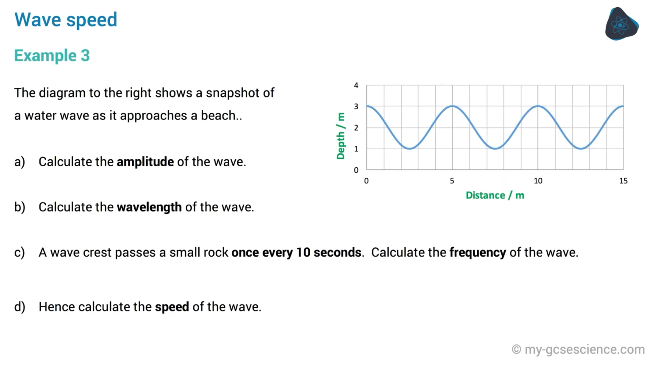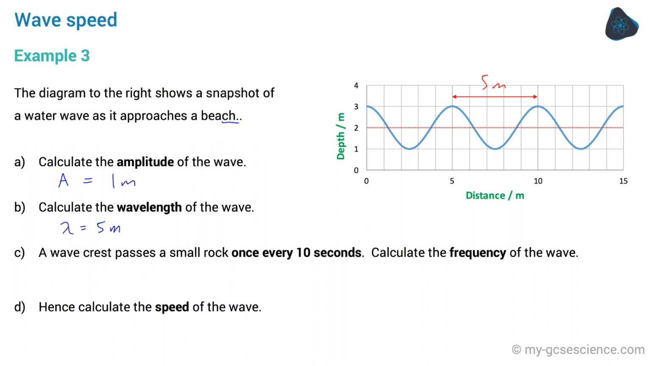One last wave equation example now, and for part A, we can see that the equilibrium or undisturbed position of the wave is here at a depth of 2 meters. That means that its amplitude must be 1 meter because its maximum displacement is 1 meter above or below this point. For part B, the distance from one peak to the peak beside it is 5 meters, so that means that the wavelength is 5 meters.